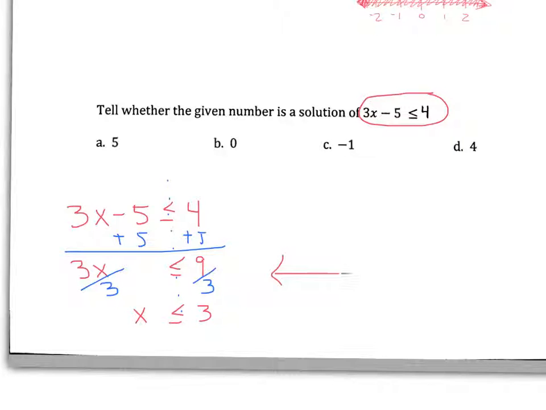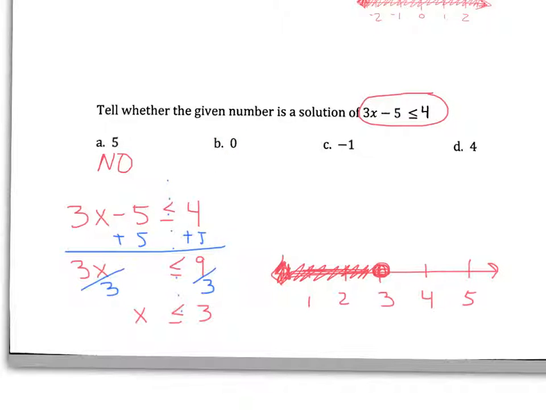Then I graph it. And here it says less than or equal to 3. So color in the 3. Less than. And now I can go back and answer the question. The question was, tell whether it's a solution. Solutions are what's colored. So 5. Is 5 colored? No. So that means it's not a solution. Nope.